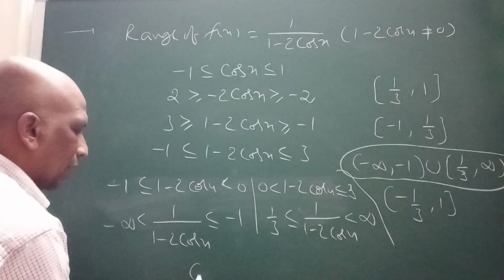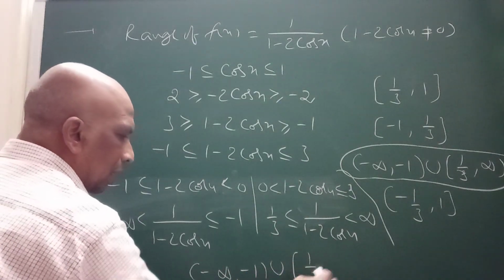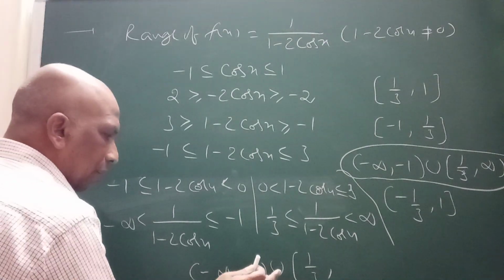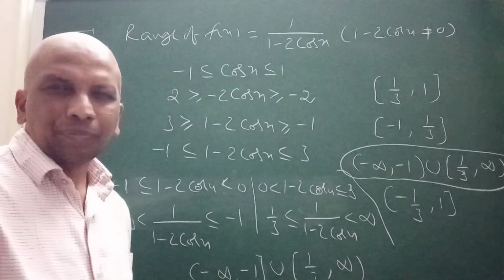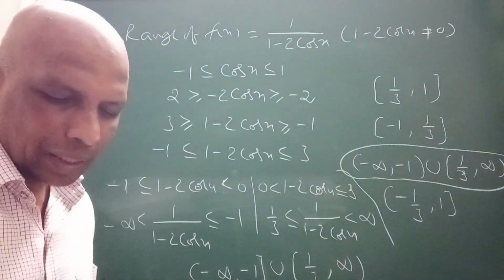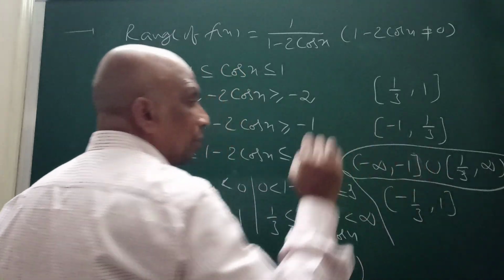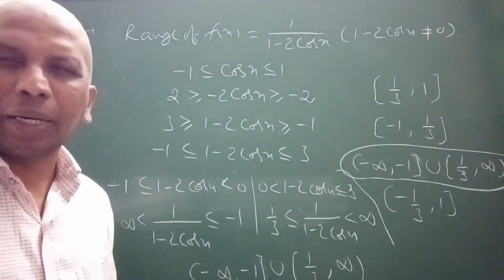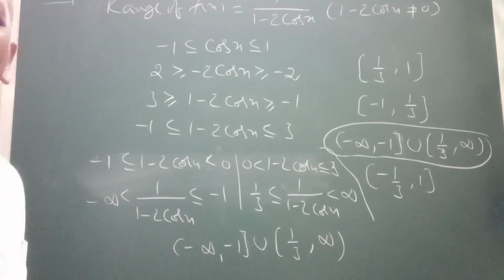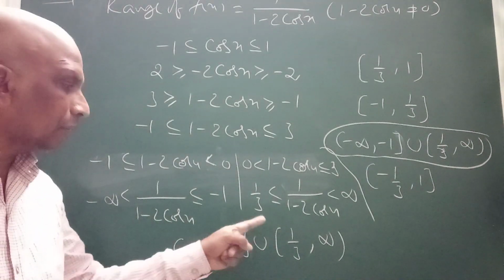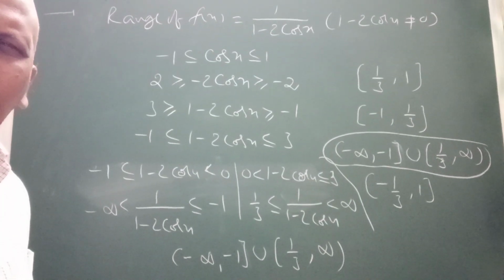Minus infinity to minus 1 union 1 by 3 to infinity, including minus 1, right? It will come including that minus 1. Here it should be including minus 1 only. That option is including minus 1. You should be careful in this problem. When you are finding the solution of this problem, you should be careful. Correct? I hope you understood this, right?